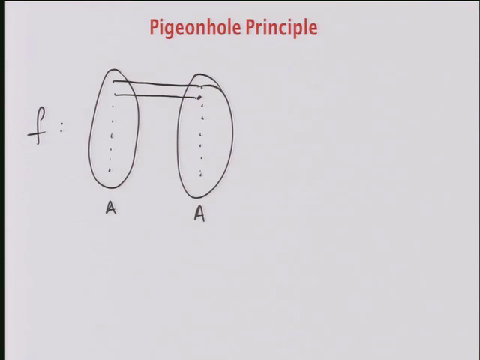I claim that it must be onto. It must be the case that every element here is hit by something. That's what it means to be onto. So how do you prove it? You suppose not. You suppose that there's some element which was not hit. So now you have n elements here on the left, which are mapping to n minus 1 elements on the right.